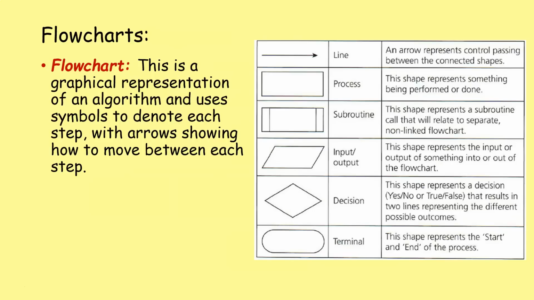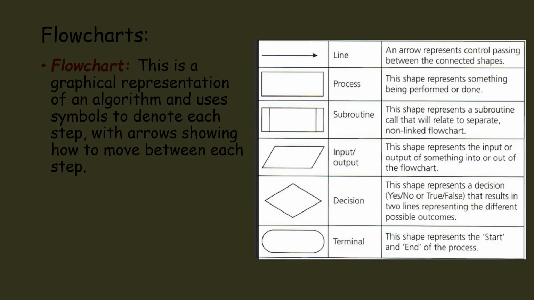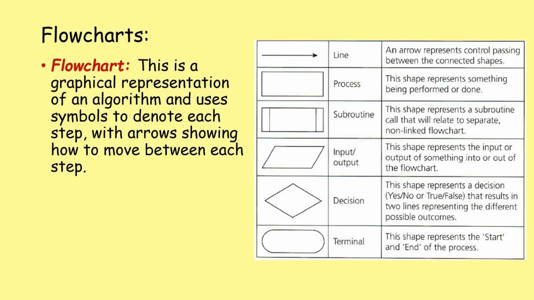Flowchart, sometimes called flow diagram. This is a graphical representation of an algorithm and uses symbols to denote each step with arrows showing how to move between each step. We've got the following symbols, and you do need to learn these, guys. If you're doing a flowchart, you can't get the shapes wrong. You've got to get your line, your process, your subroutine, your input, your output, your decision, and your terminal symbols correct.